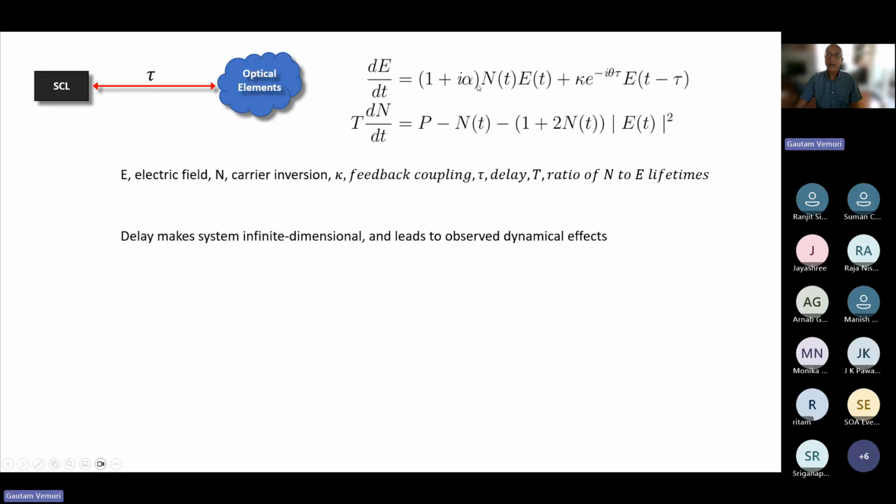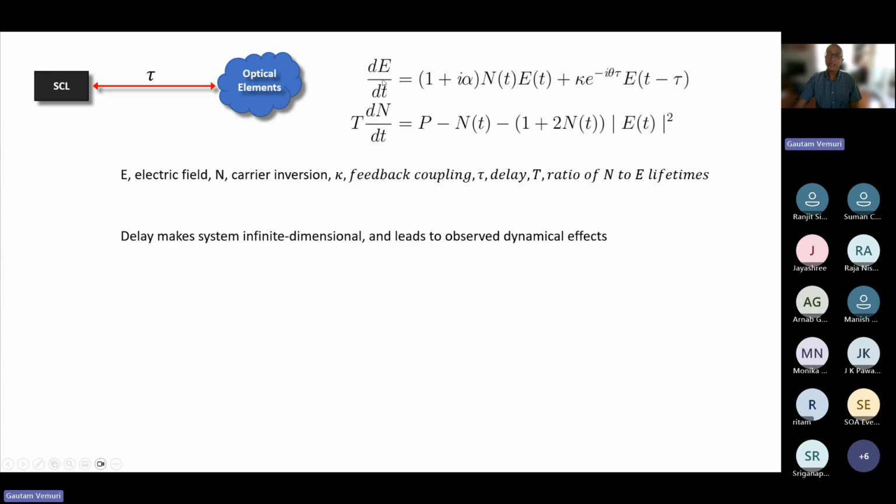This first term here, alpha, is a material parameter. It's just a number between 3 and 7, depending upon the material of the semiconductor. And then this term here, this is if there is any feedback. So light comes out of the laser and goes back in. Okay, so kappa is how much of this feedback light is coupled in. This is the time delay.